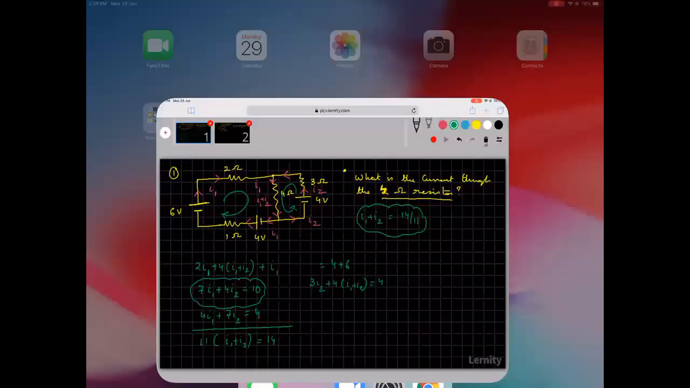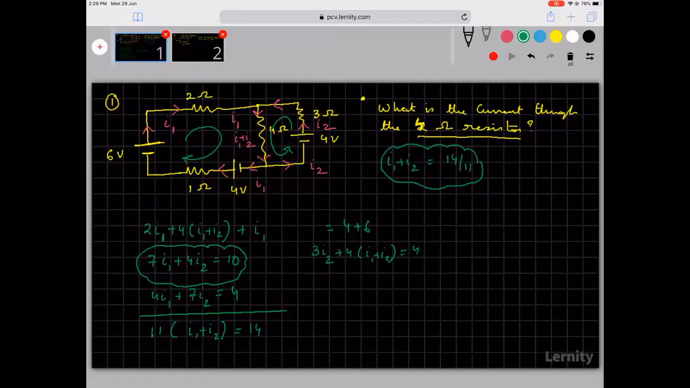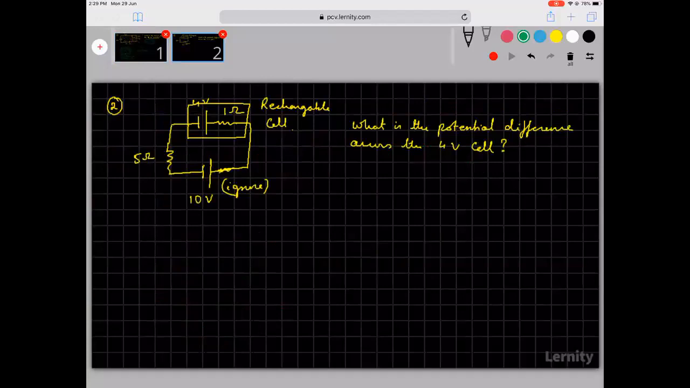Okay, so here it is, right? So this is the first one. Now, please work out the second question. So here is the second question. Please try to work this out. Again, if you approach it systematically, you will be able to do it. The question is, what is the potential difference across the 4-volt cell?